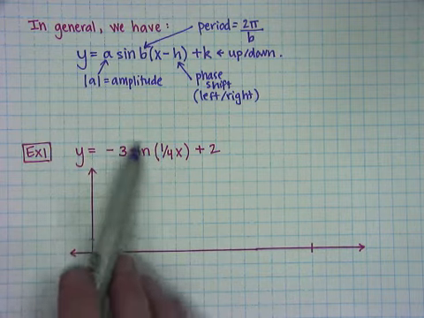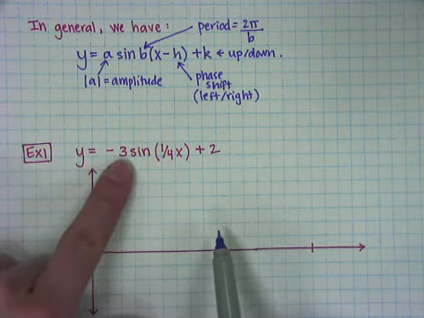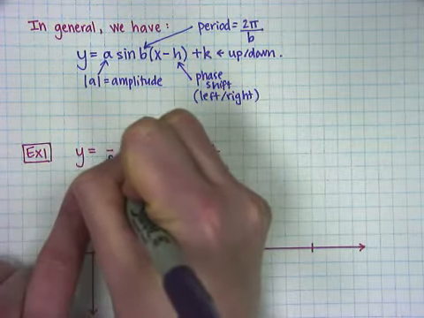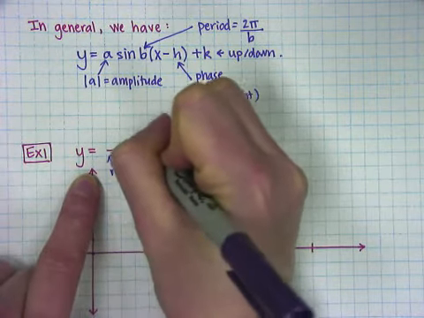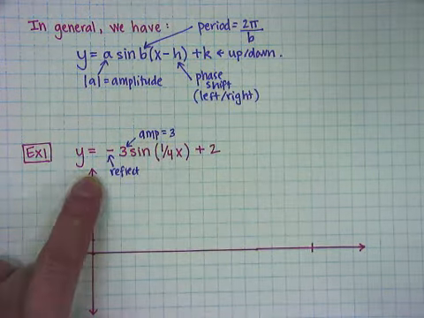So if I were to look at this example down here, negative is going to flip my graph, but 3 is actually going to be my amplitude. So this negative sign is going to reflect. The 3 is going to give me my amplitude, so my amplitude is going to be 3 on this curve.